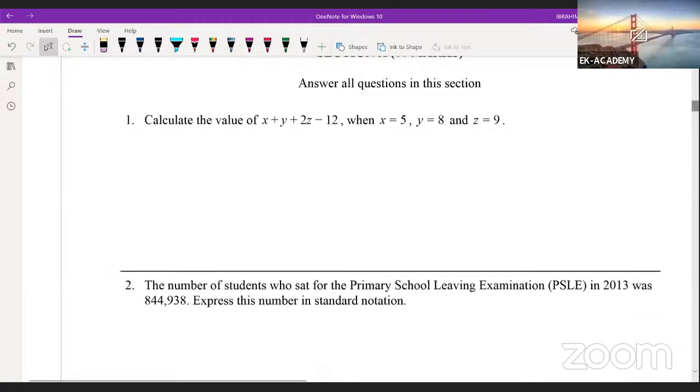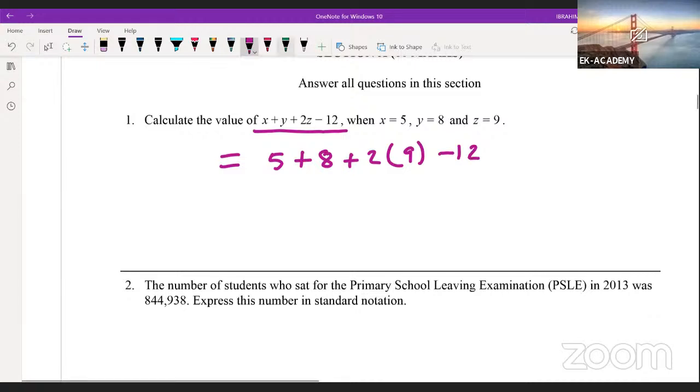Question number 1 is: calculate the value of x plus y plus 2z minus 12, where we were given the values of x and y. So x plus y plus 2z minus 12 is equal to x, which is 5, plus y, which is 8, plus 2z, which is 2 times 9, minus 12. This is equal to 13 plus 18 minus 12. 13 minus 12 gives 1, so the answer is going to be 19. So that is the solution for question number 1.